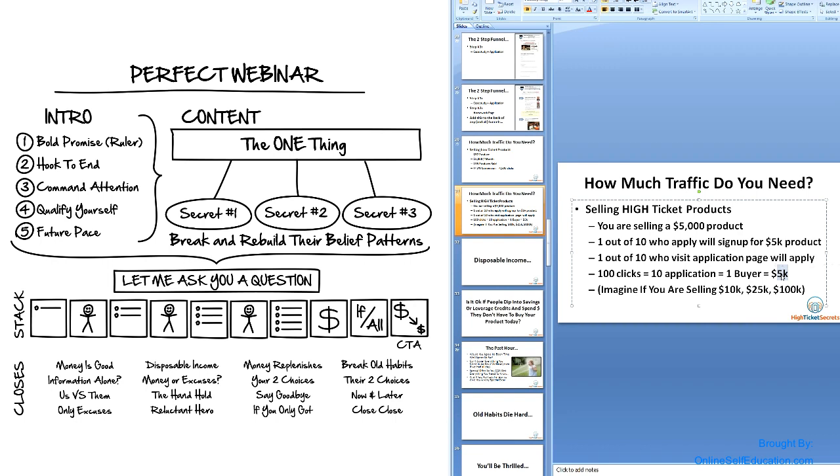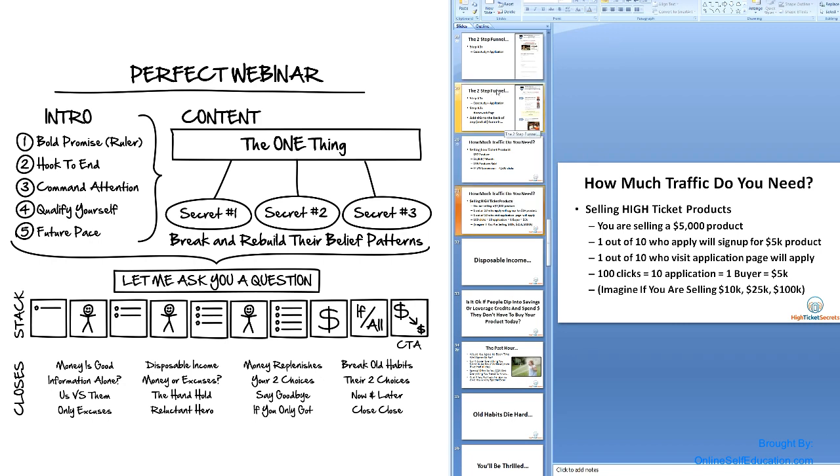Is that awesome? And I start future pacing them. Imagine if you're selling $10,000 or $25,000 or $100,000. Think how much money that is. And imagine if, instead of sending 100 clicks a day, you sent 200 clicks a day. Or instead of 200, what if you sent 300 clicks a day? Boom, and I teach them, right?